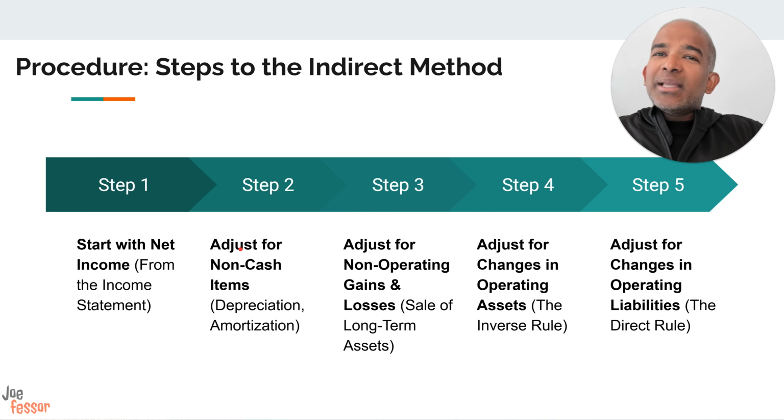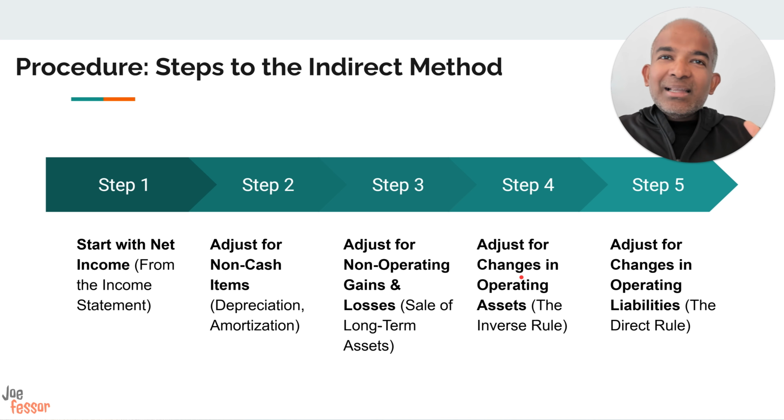Next, we handle the non-cash timing issues. Step 2 involves adjusting for non-cash expenses like depreciation and amortization. We'll soon see in detail why we add them back. Step 3 is adjusting for non-operating gains and losses, specifically those related to selling long-term assets. We'll break down the logic of adding or subtracting to ensure we don't double count cash flow that actually belongs in the cash flow from investing activities section.